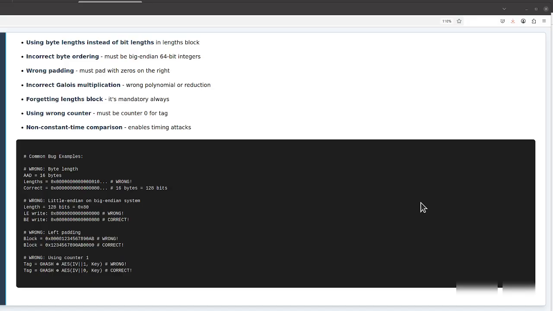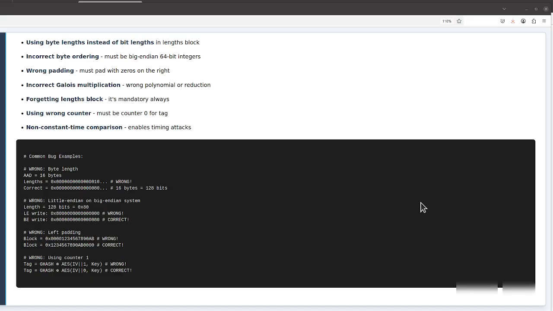On Little Endian systems, you need to swap the bytes. If you write the length value directly from memory without conversion, you will get the wrong value in the lengths block. Mistake 3. Not padding blocks correctly. All blocks must be exactly 128 bits. If your last AAD or ciphertext block is shorter, you must pad with zeros on the right. Padding on the left or using non-zero padding values will give wrong results.